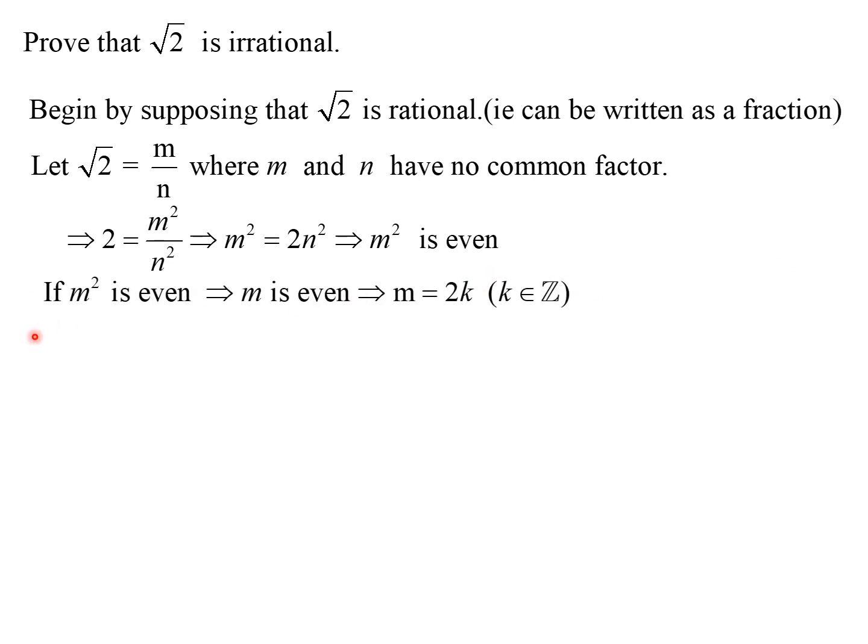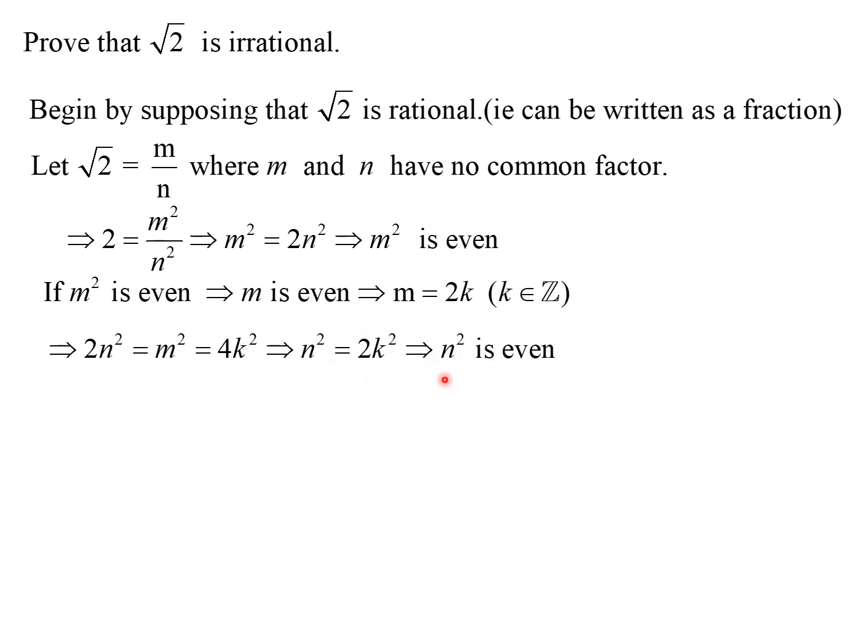Okay, next step: if m square is even, then m is obviously even, and m should be a multiple of 2 because it's even. So if m equals 2k, then 2n square is m square, similar to the earlier statement. Substituting m as 2k in m square, we get 4k square. So 4k square is 2n square, which means n square should be 2k square. So this shows that n square is also even.